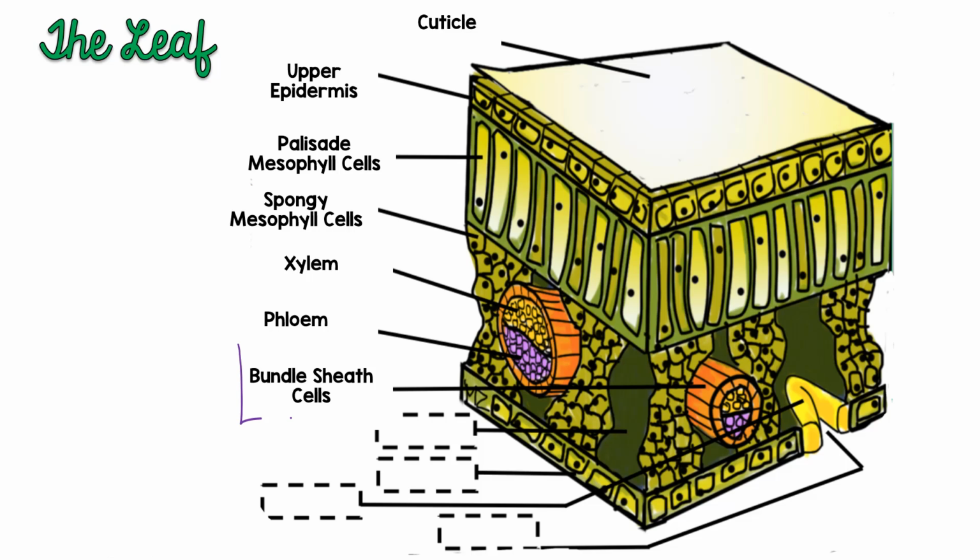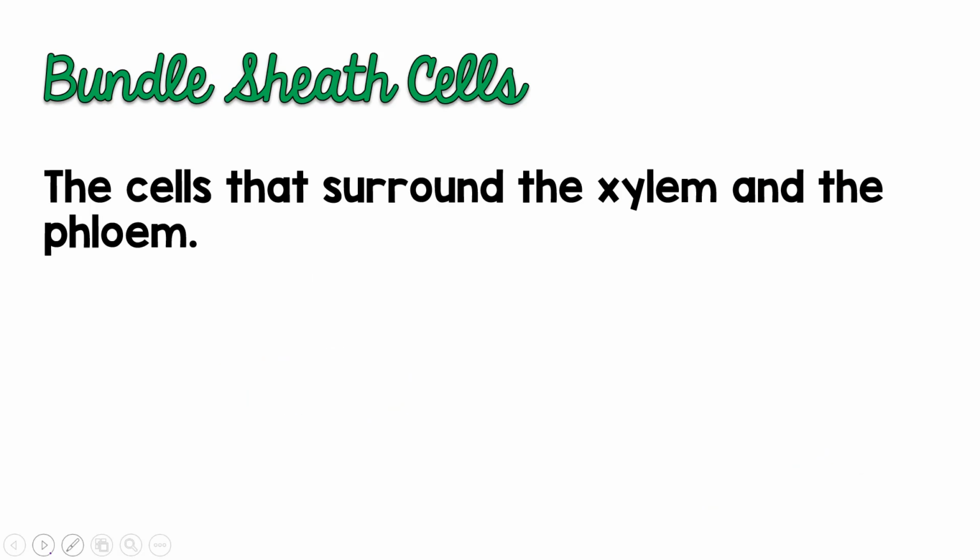Next up, we have the bundle sheath cells, and these are the cells that are going to surround our xylem and our phloem and actually bundle them together in the vascular tissue inside the plant. So it helps to keep them together and separates them from the rest of the inside of the leaf. So these are the cells, again, that surround the xylem and the phloem.